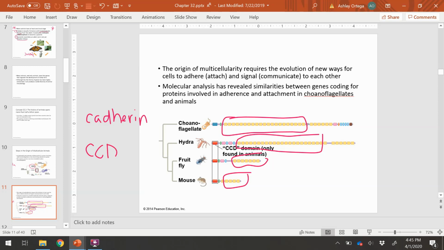It's a very specialized cadherin domain that allows for a unique attachment structure. And so it doesn't have that in the choanoflagellate. As you can see here, they've color-coded it a different color in that region. I'm not exactly sure what they have in place of that CCD domain, but it is something different. In terms of genetically speaking, they do have some shared region, but animals have a unique CCD domain that separates it from the choanoflagellate.